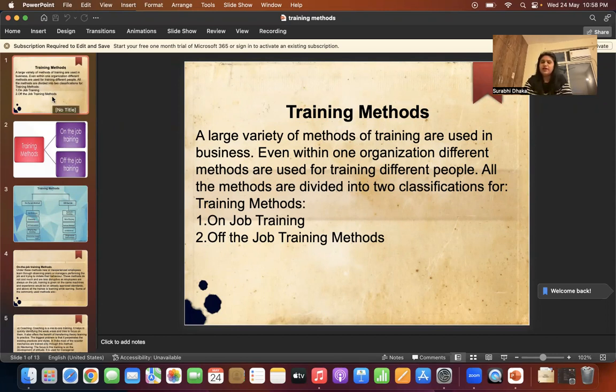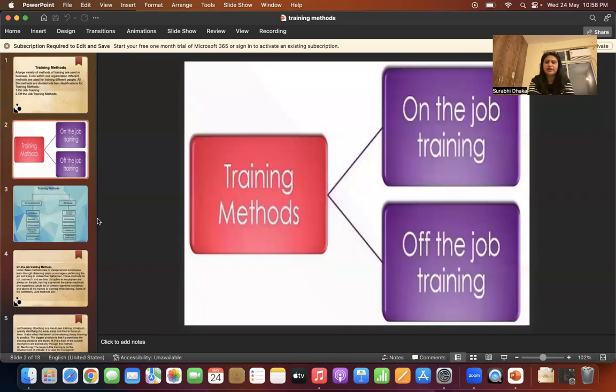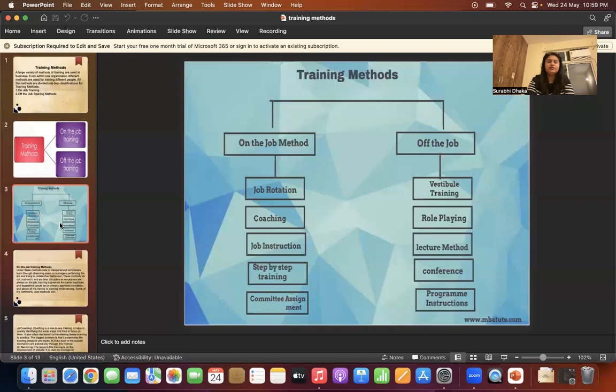A large variety of methods of training are used in business. Even within one organization, different methods are used for training different people. All the methods are divided into two classifications. One is your on-the-job training method and the other is your off-the-job training method. As you can see in the diagram, one is your on-the-job training method and the other is your off-the-job training method.